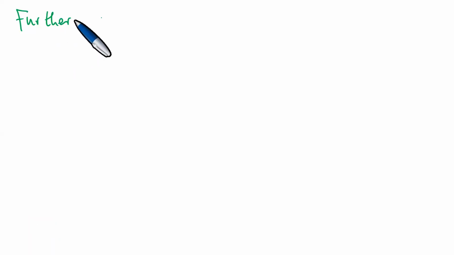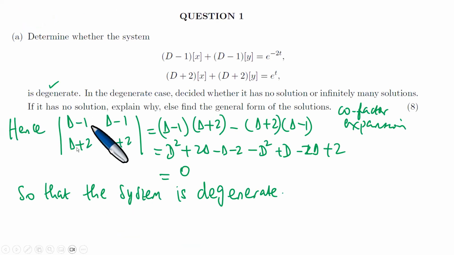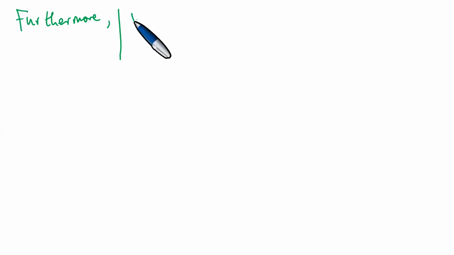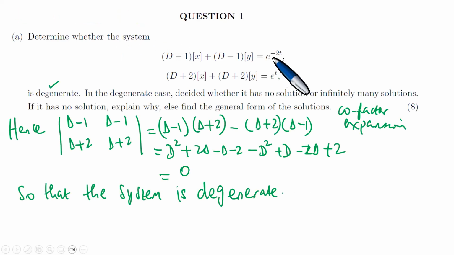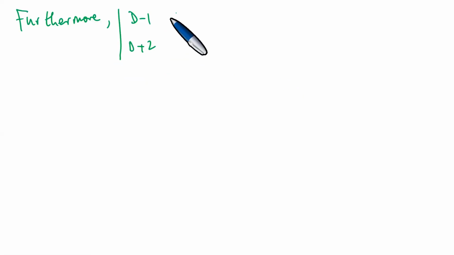Furthermore, we do what we did. We're going to take the D minus 1, D plus 2 and then replace the second column by this and vice versa. This is just Cramer's rule. And then the column of the right-hand side expressions, e to the minus 2t, e to the t. So we expect this one to be equal to zero when we take these right-hand sides and put them here.